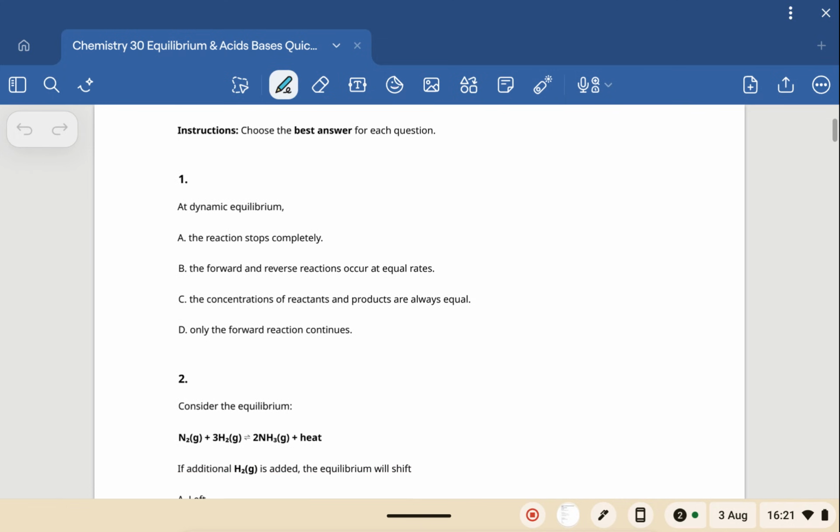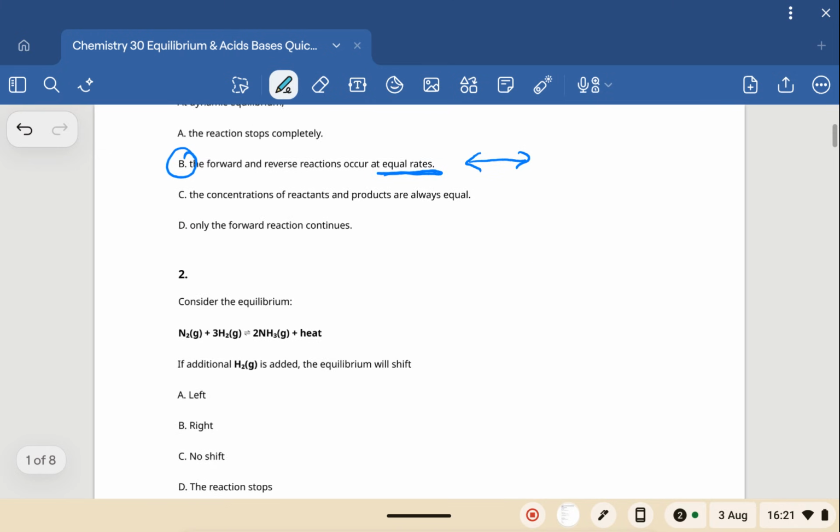The first question is asking about dynamic equilibrium. So this is essentially showing that you know the definition of equilibrium. The first one, hopefully we can rule out, because saying the reaction stops completely, that's not equilibrium. The forward and reverse reactions occur at equal rates. That definitely is going to be our answer. Looking at the next few, the concentrations of reactants and products are always equal. That's not the case. And only the forward reaction continues. That's not the case at all.